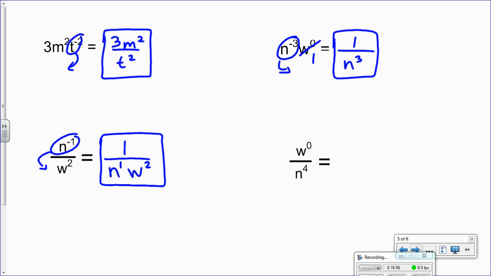All right, and then this final one, w and n are not like bases, so I'm not subtracting, but I can't leave a 0 exponent. W is to the 0, I need just 1. So nothing wrong with the n to the fourth. It's going to just stay exactly as it is.